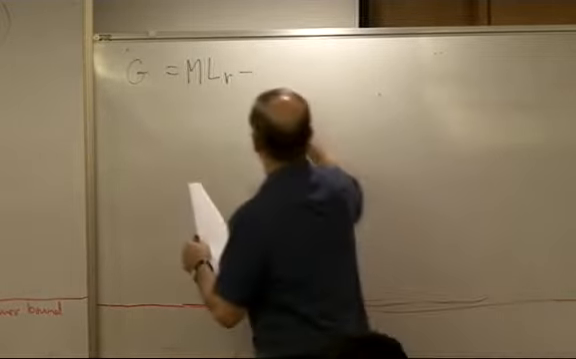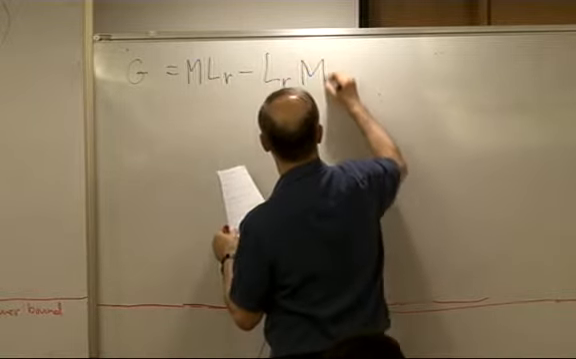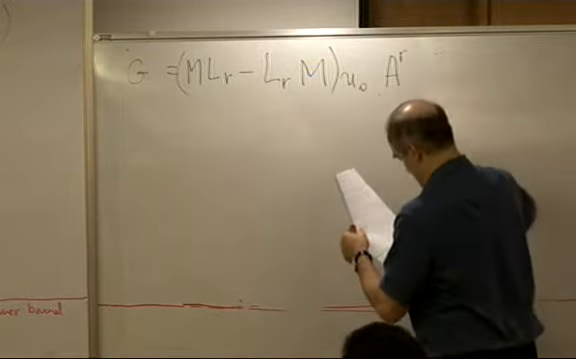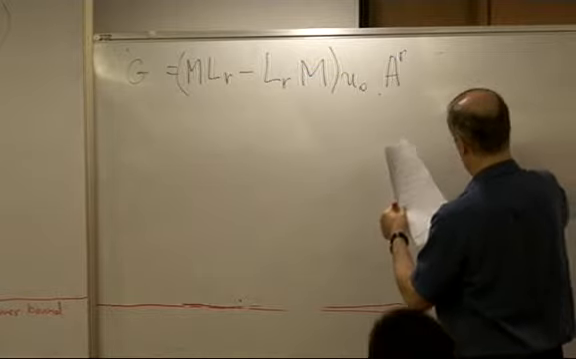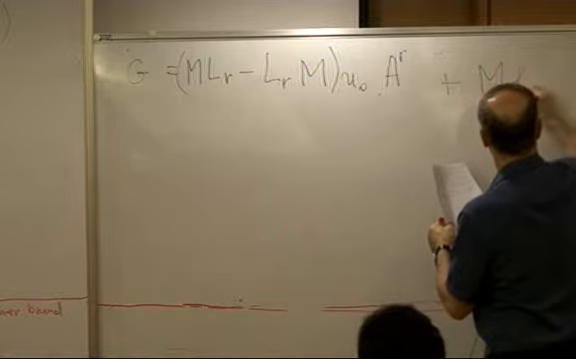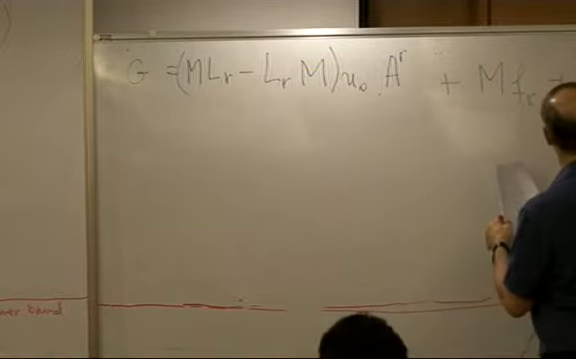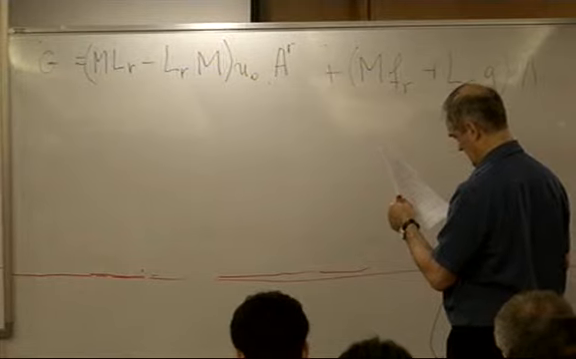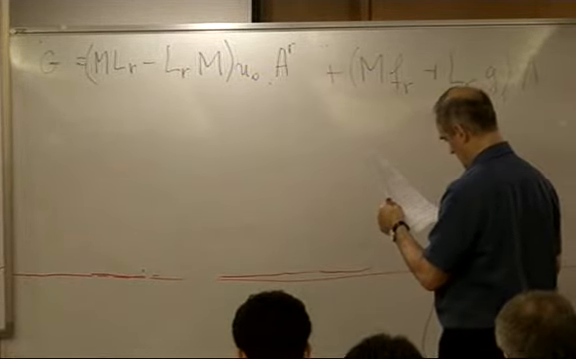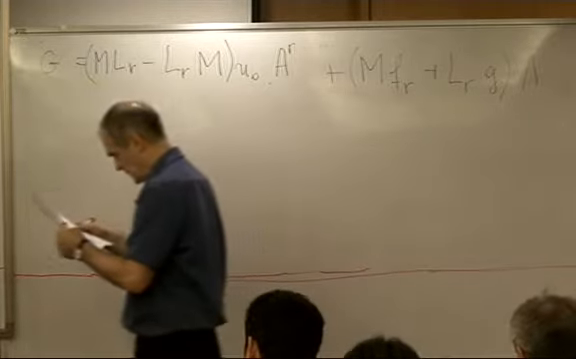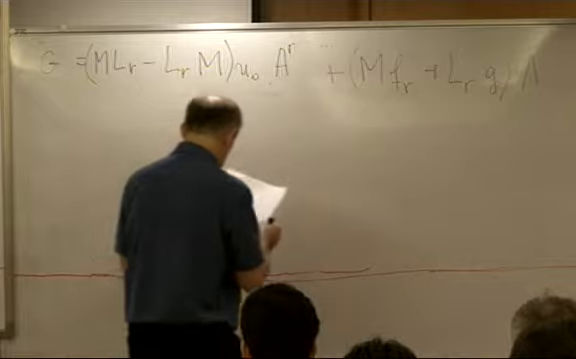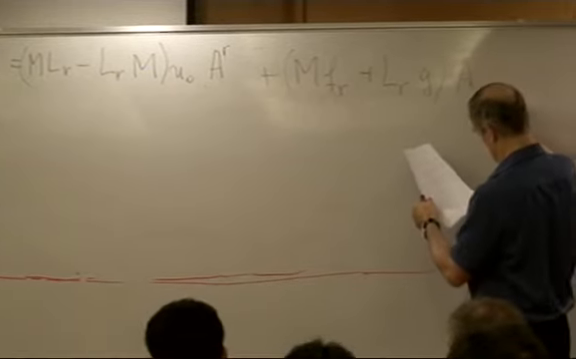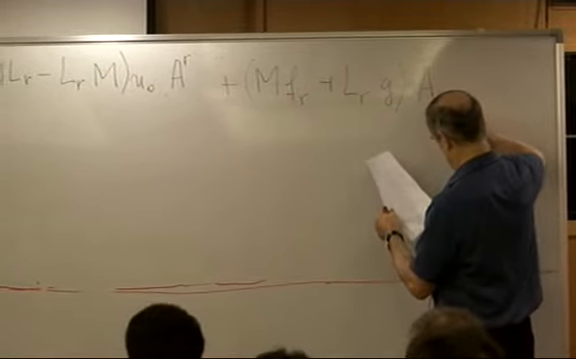So this is a commutator, U naught times the AR, and plus the M on FR plus LR G times the A. Strange that I wrote the AJ here, it must be here also, and summation, not the J but the R, the R.